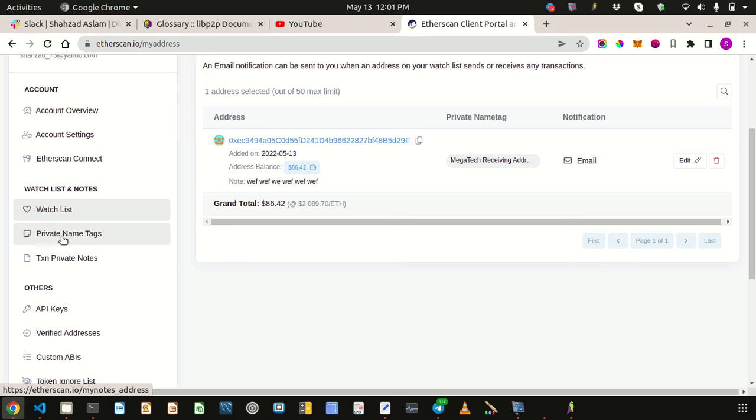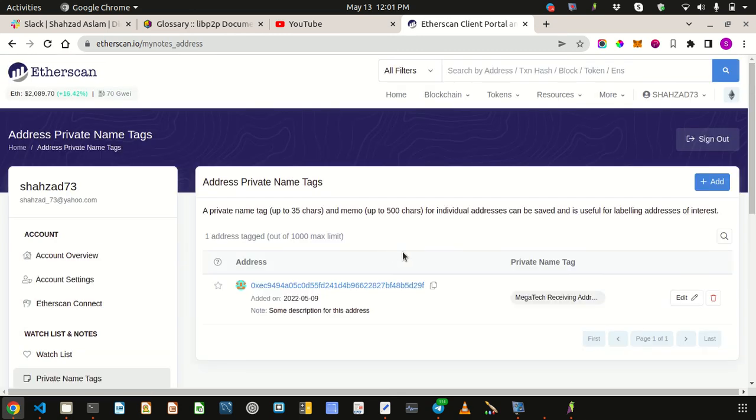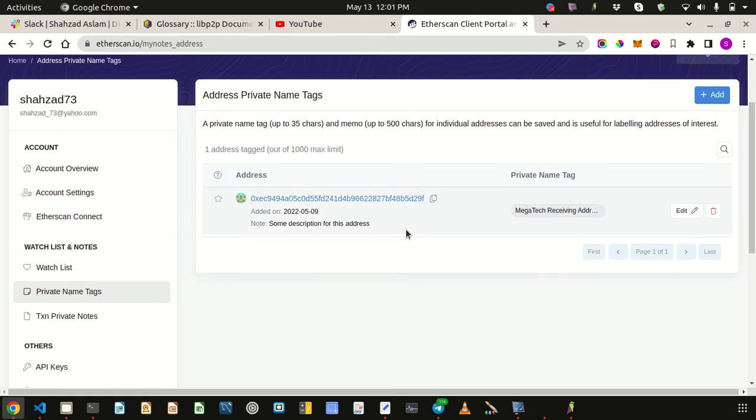The second one is the private name tags. You can give meaningful names to some addresses. For example, you can see that I have added one address and given it a meaningful name, megatag receiving address. You can add any number of addresses and give them meaningful private names, and when you log in to your Etherscan, if you want to be reminded what an address is for, you can add those addresses into your private name tags tab.